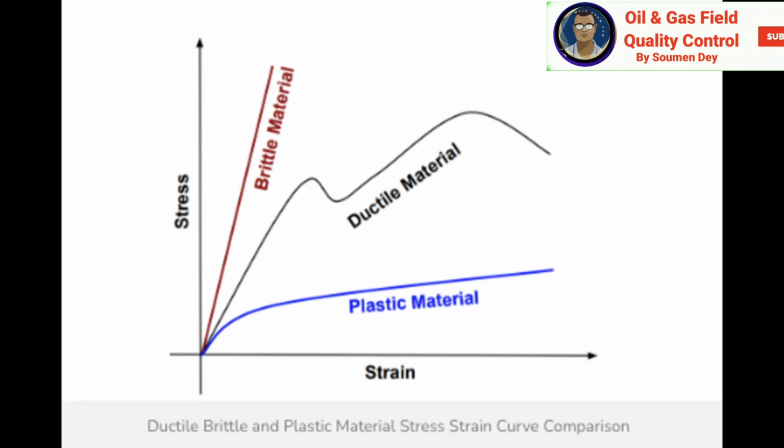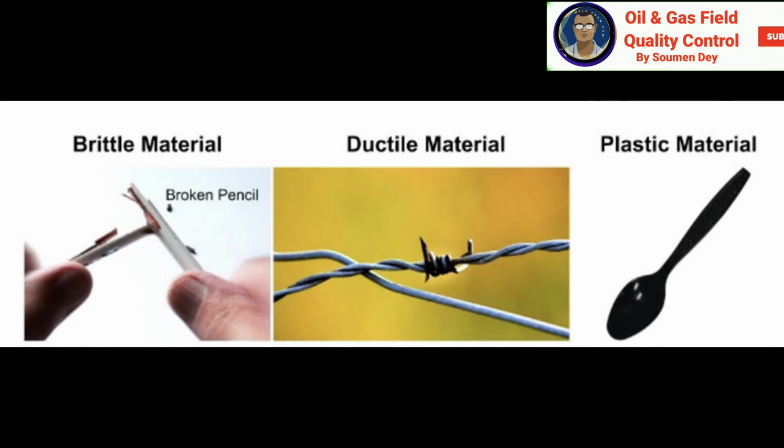Similar to ductile material, plastic material also exhibits elastic properties up to the proportional limit. But plastic material requires much less stress compared to ductile material to produce deformation. Plastic materials do not show any work hardening during plastic deformation. For example, if you apply external force to bend a plastic spoon, after the elastic limit, the spoon will not retain its original position. It will be bent forever.